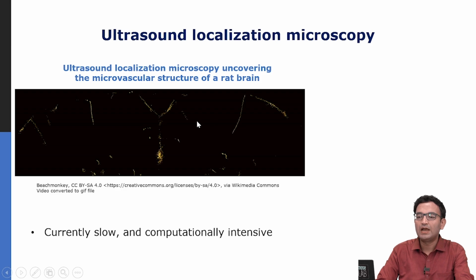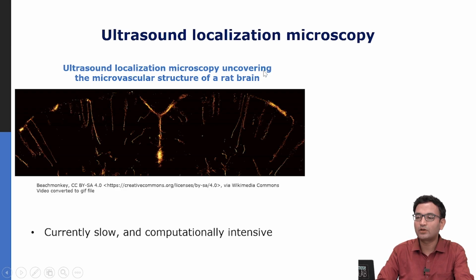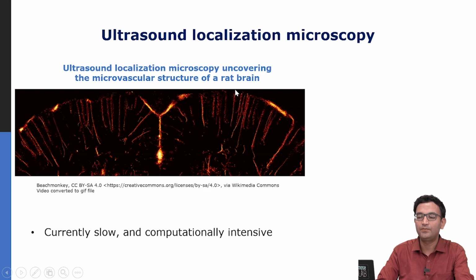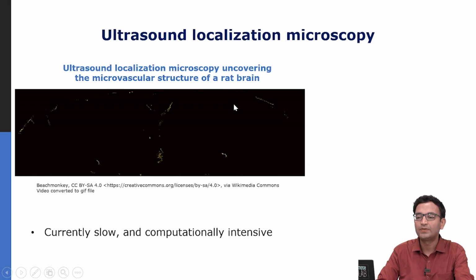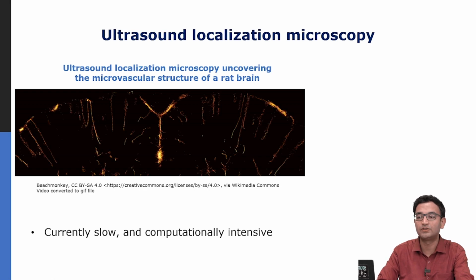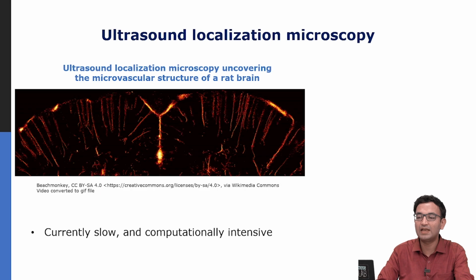So here, it is very fascinating. This is the ultrasound localization microscopy of rat brain. And as the bubbles are flowing through these vessels and they are being localized and tracked, we are able to form this nice, very high resolution map of the rat vasculature, which is unprecedented actually. So this is again a very exciting field.